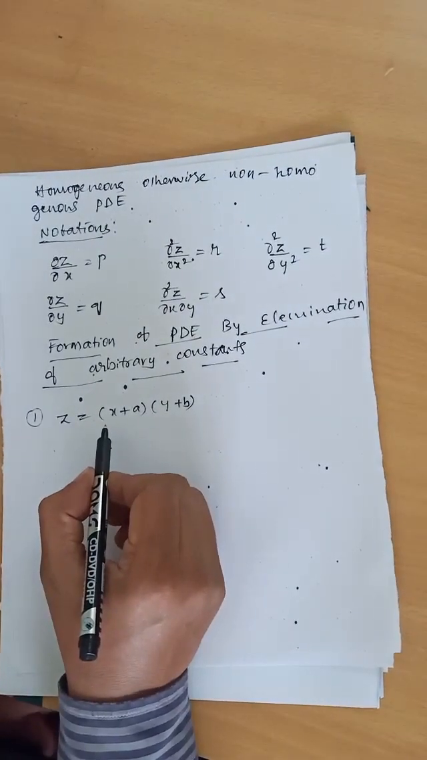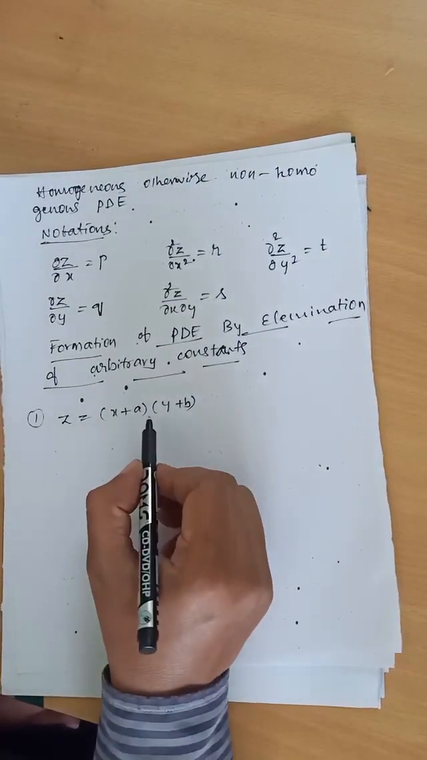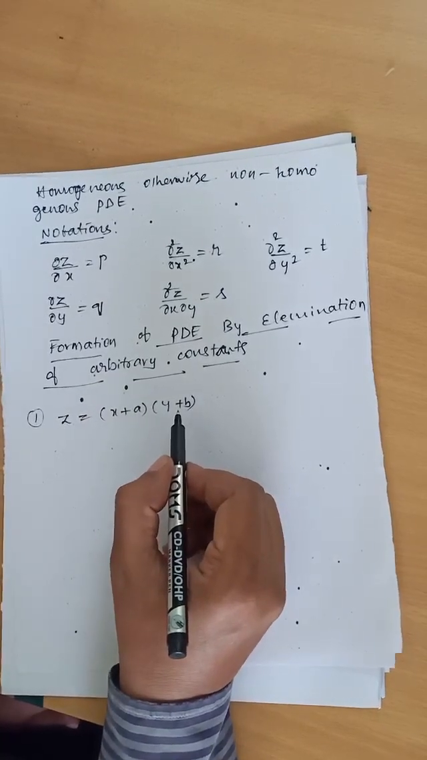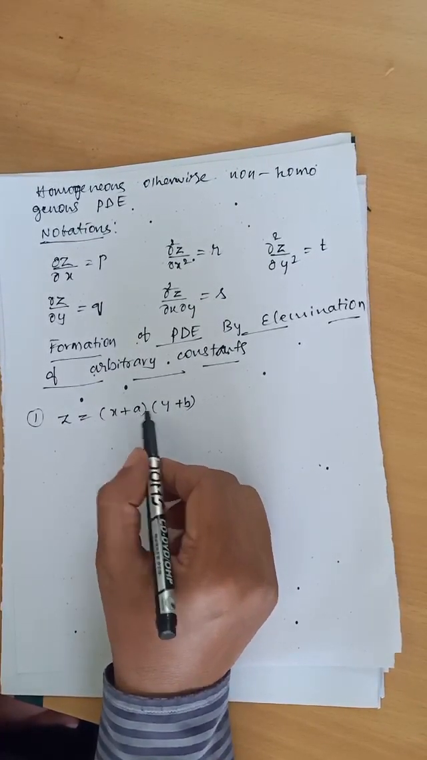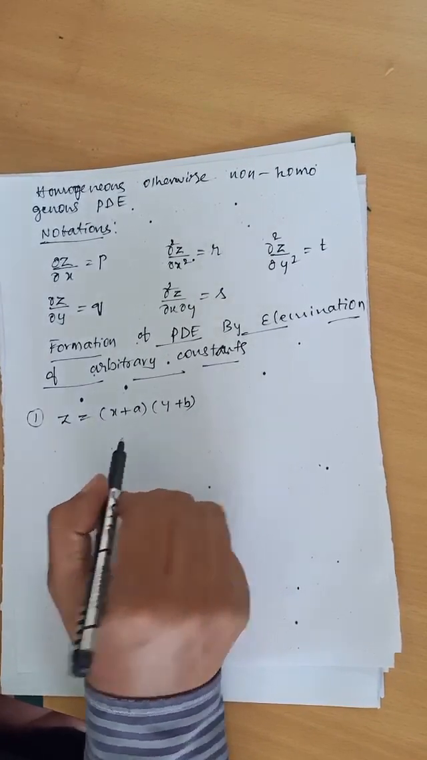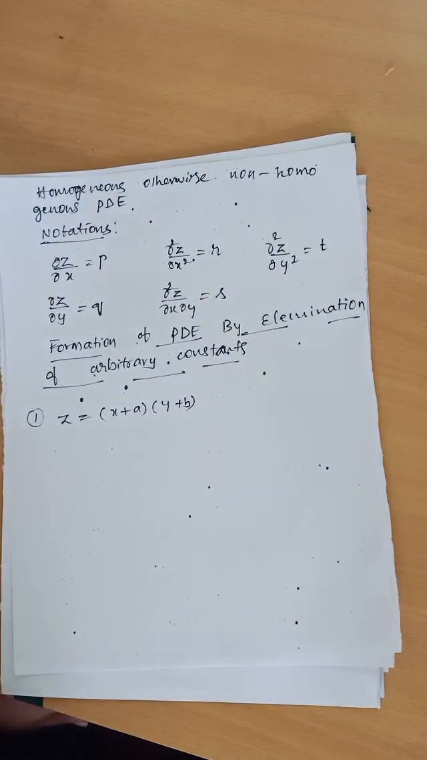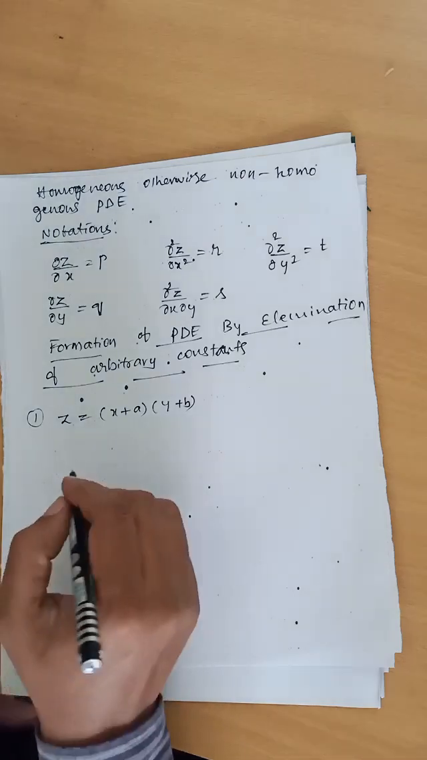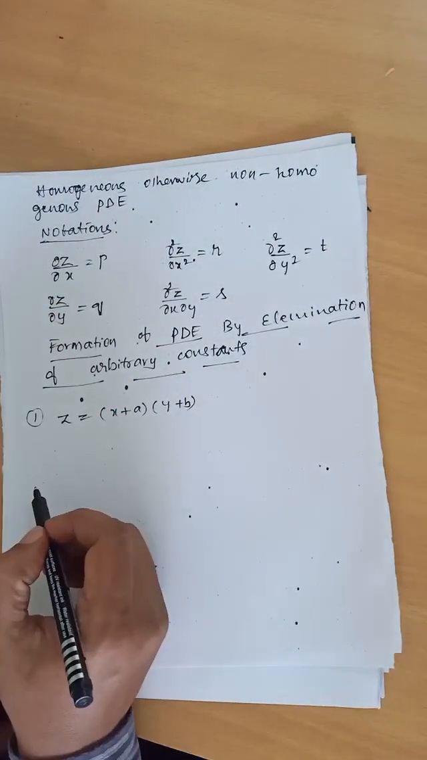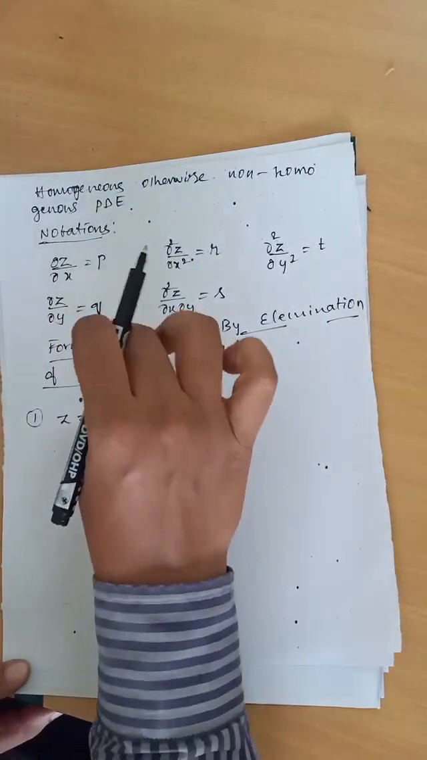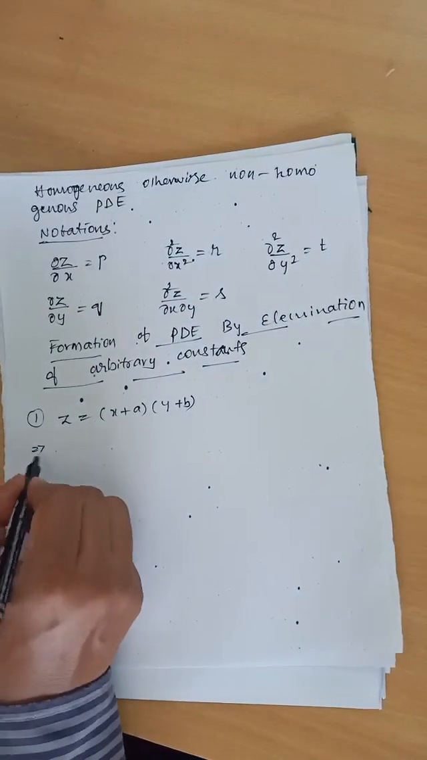See, in this equation, the arbitrary constants are a and b. We eliminate a and b to construct the PDE. You know what is PDE? Partial differential equation. It has a dependent variable with respect to more than one independent variable. That is called a partial differential equation. With the help of notations, every problem from this method can be solved.